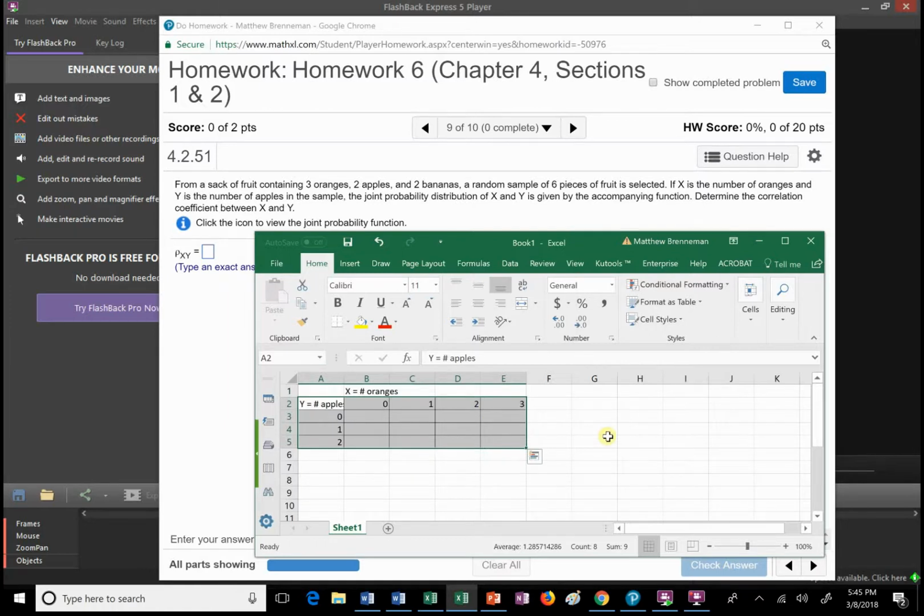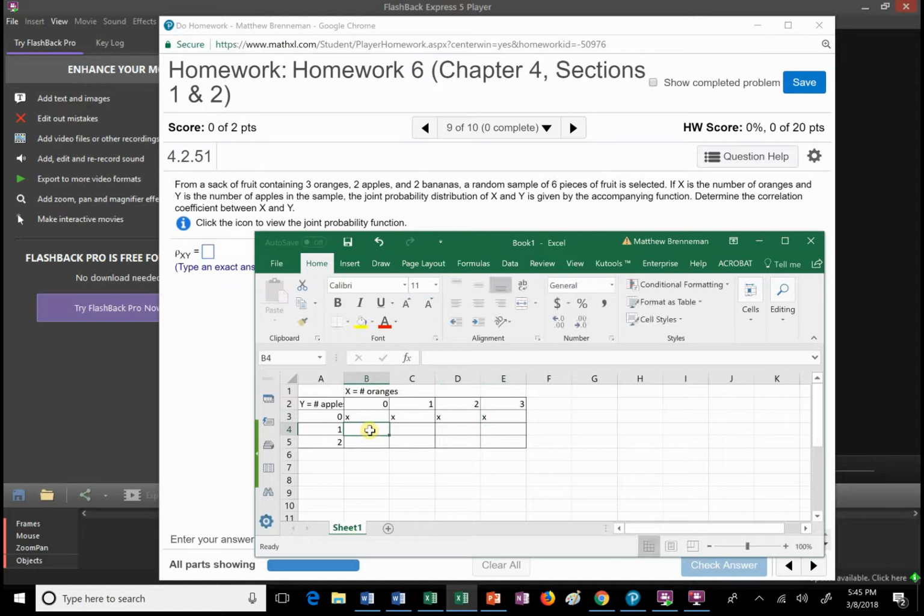And so we want to now decide if there are any values that are disallowed. And we see that there are some. For example, if we pick 0 oranges and 0 apples, we'd have to pick 6 bananas, and we can't do that, right? So this is not allowed. We can't have 0 and 1. We can't have 0 and 2. And we also can't have 0 and 3.